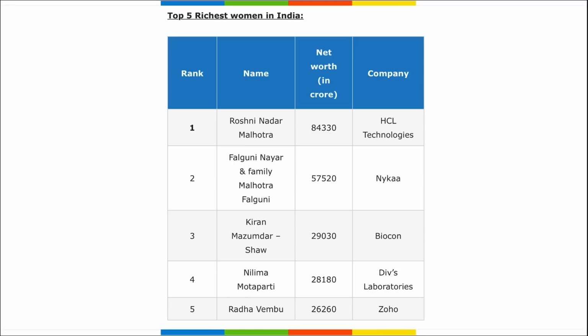Next, here you can see the list of the top 5 richest women in India. First, Roshni Nadar Malhotra. Second, Falguni Nayyar. Third, Kiran Mazumdar. Fourth, Nilima Mohapatra, and fifth is Radha Vembu, and respectively you can see their words here and the company they are related to.